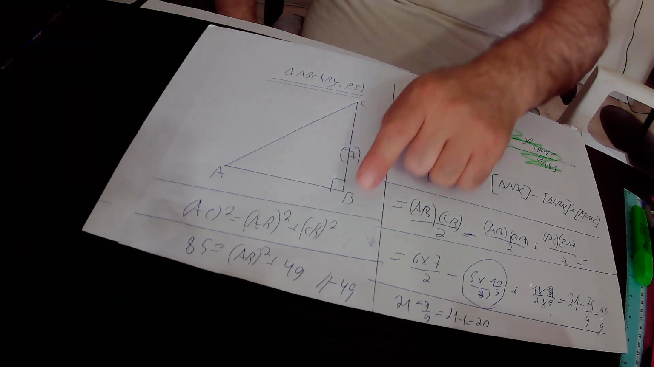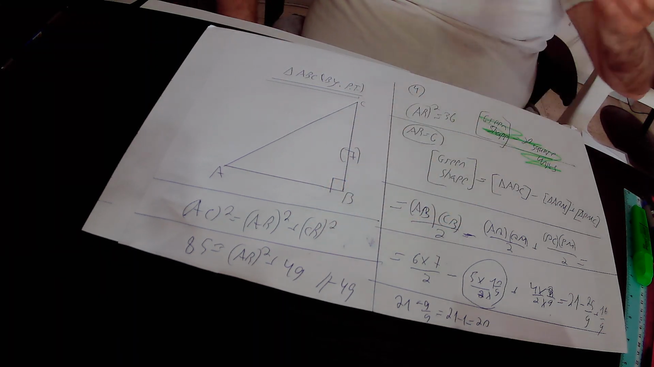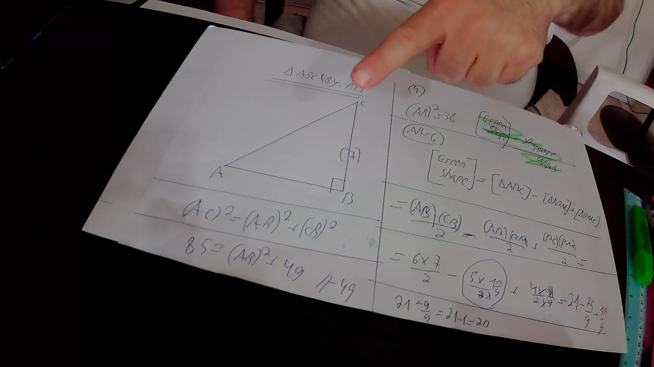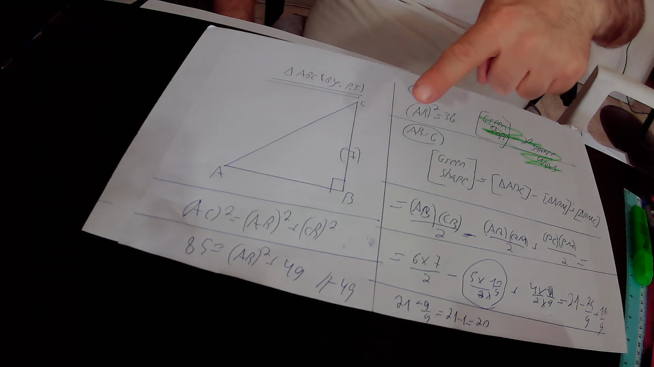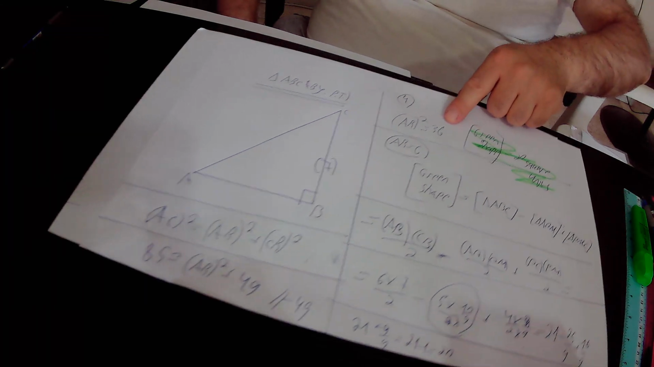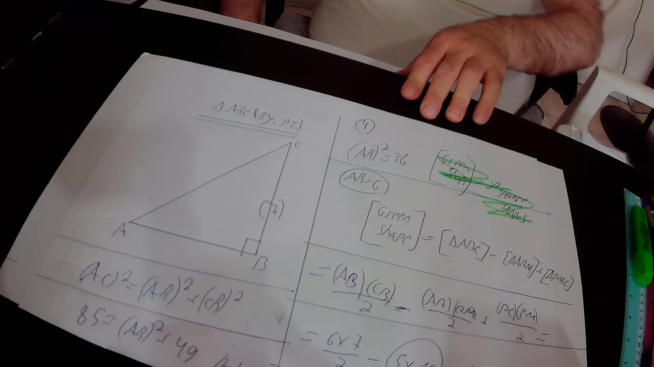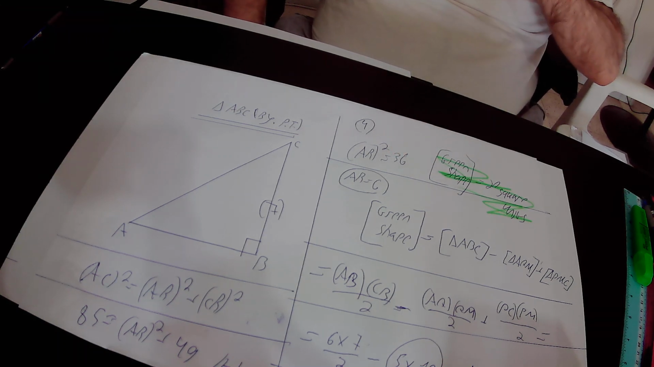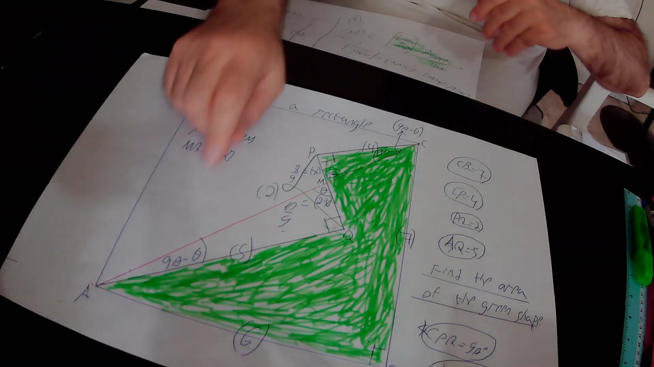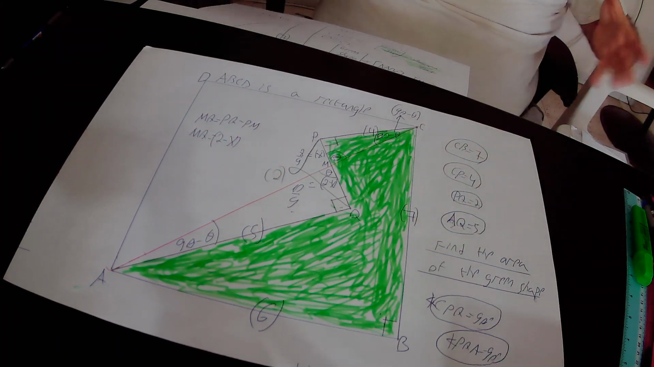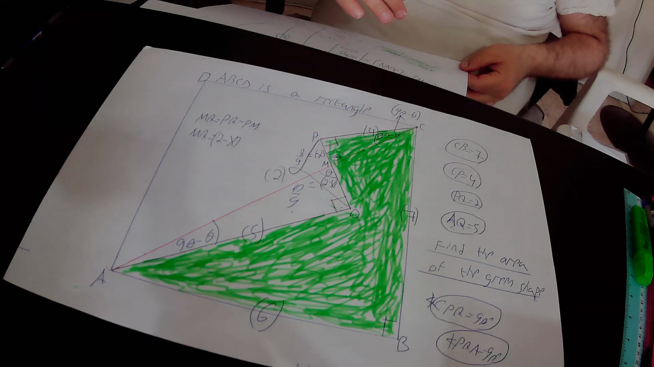Here we subtract 49 from this equation, and finally find that AB squared equals 85 minus 49, which is 36. So AB squared equals 36. We took the root of this equation and found that AB equals 6. This is side AB, equal to 6 units in length. Our mission is to find the area of this green shape. So what is the area of the green shape?